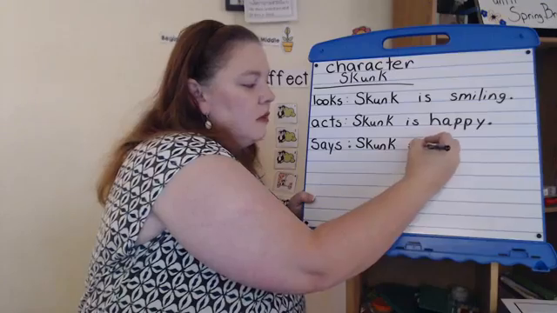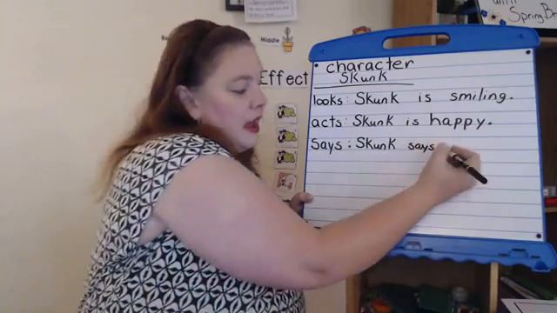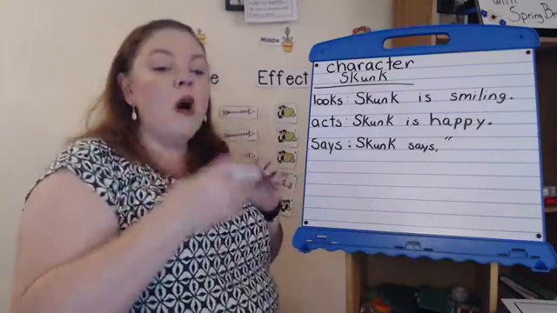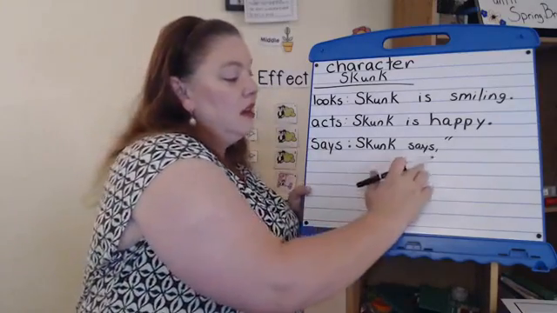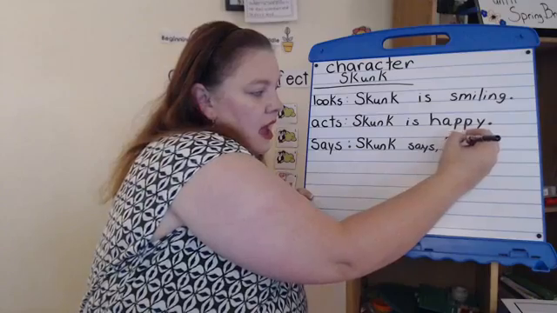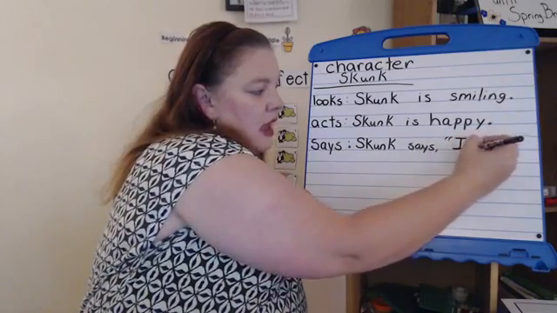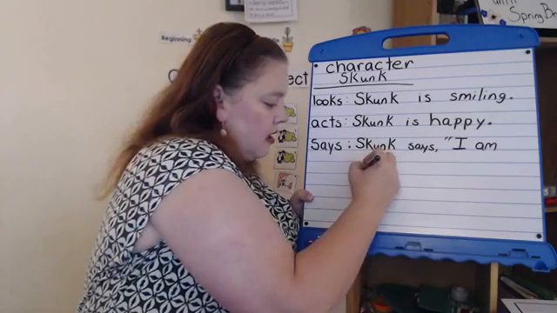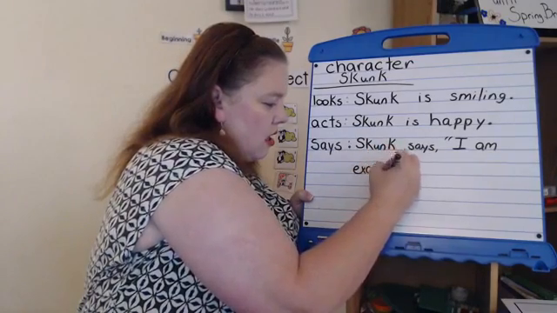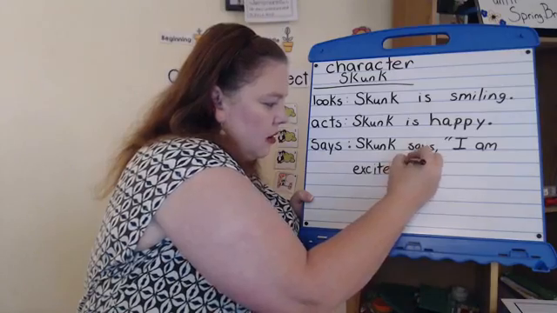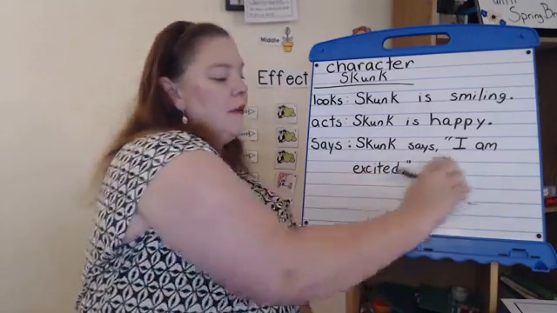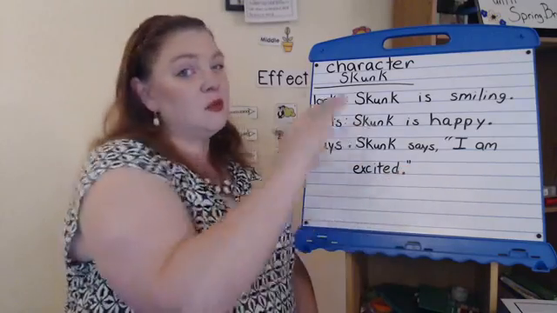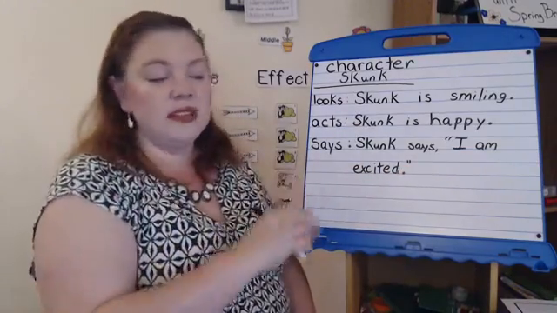Skunk says, we're going to put the word says, just like that. I'm going to put a little comma. I'm going to put some quotation marks, because we're actually saying what Skunk says. Skunk says, I am excited. So, I am excited. Skunk says that all throughout our book. And we're going to put our ending quotation marks, because we're done saying what he's saying. We're just telling you exactly what he said.